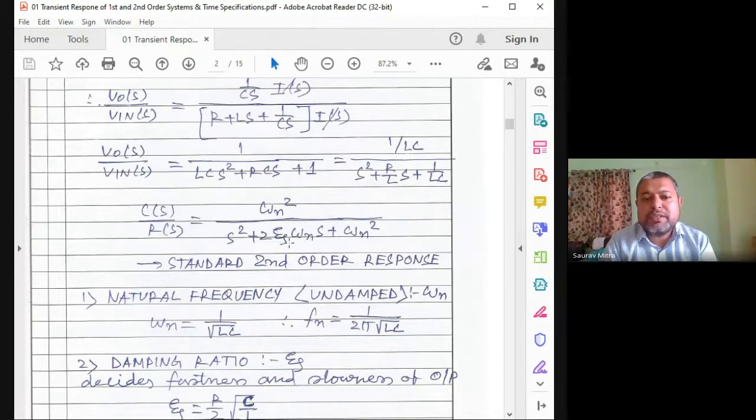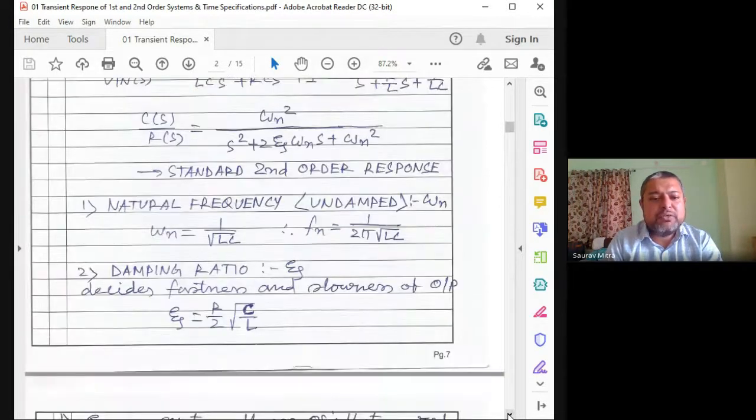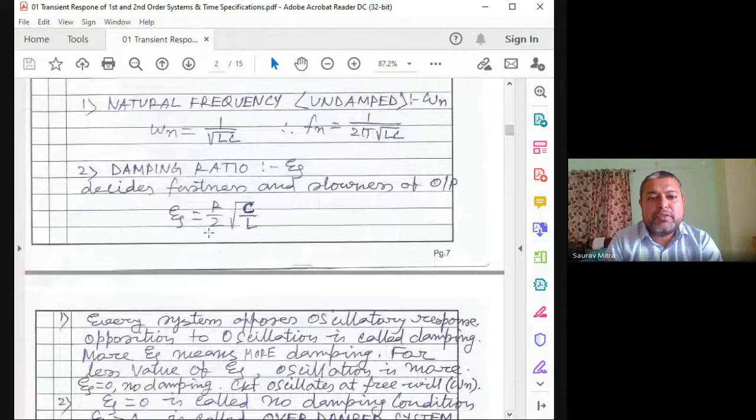So already you know the value of omega n. It is 1 by root LC. So 2 zeta by root LC is equal to R by L. If you shift it, you are going to get zeta is equal to R by 2 root under of C by L. Now there are four cases possible.